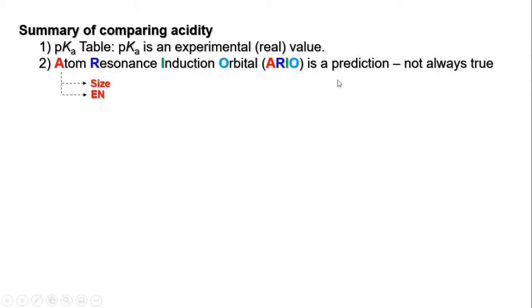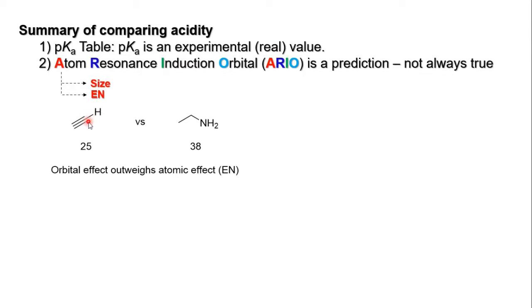It's not always true. I'll give you some examples where it's not true. For example, in this case, if this carbon were to be a negative charge, the conjugate base, versus this amino group, the nitrogen gets a negative charge on it. Well, the electronegativity of nitrogen is much higher than carbon, so this guy is supposed to be the stronger acid. But in this case, the orbital effect outweighs the atomic effect, the electronegativity of the nitrogen. Okay, in this case, it doesn't work.